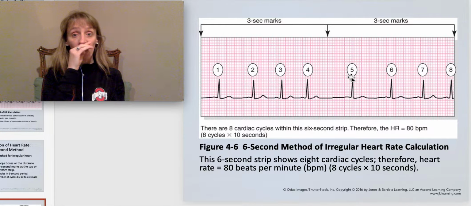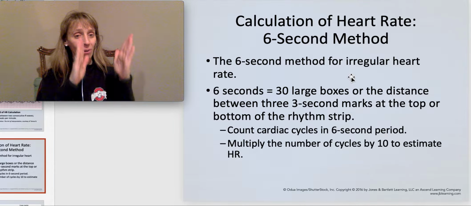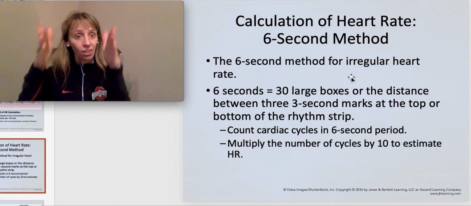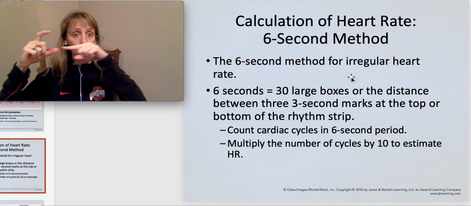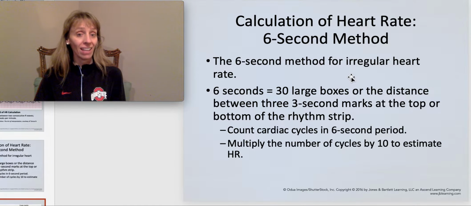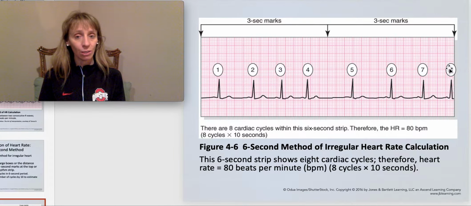Don't worry about that. So in order to do a 6-second method, we are going to take a 6-second strip. I mentioned that earlier about the 3-second or 6-second little hash marks on the paper. We're going to take a 6-second strip, and we're going to count how many R to R intervals we have in that 6 seconds. So here we have a 6-second strip. Here are R to R intervals. We have 8 of them. We have 8 cardiac cycles. We add a 0, we get 80.